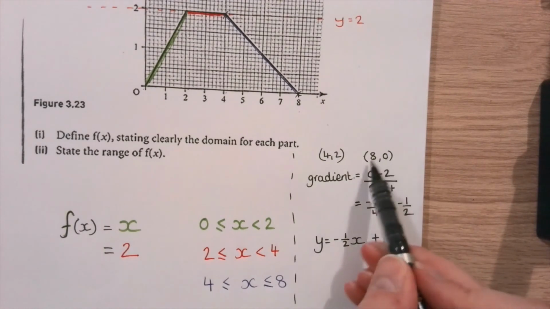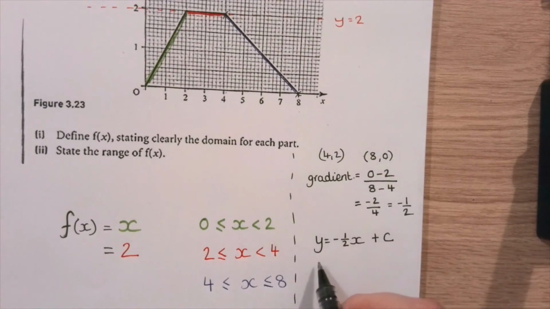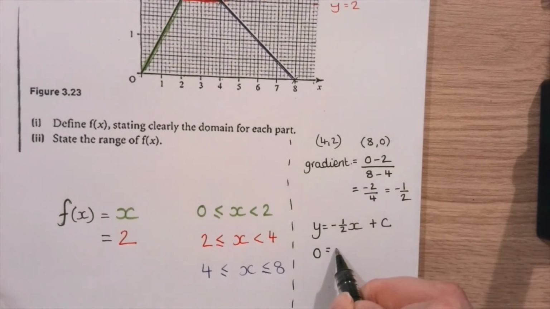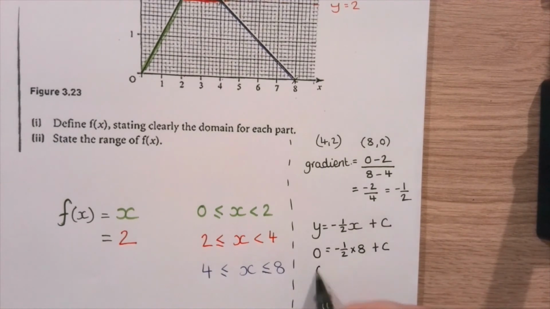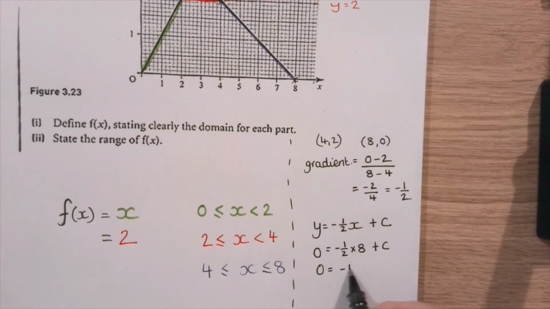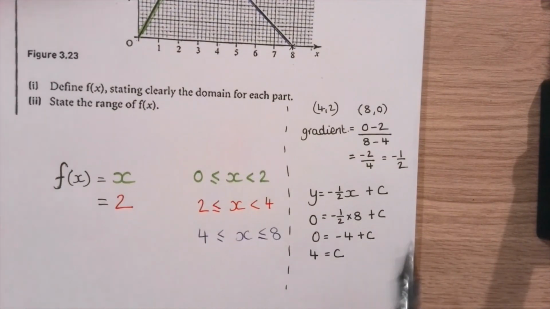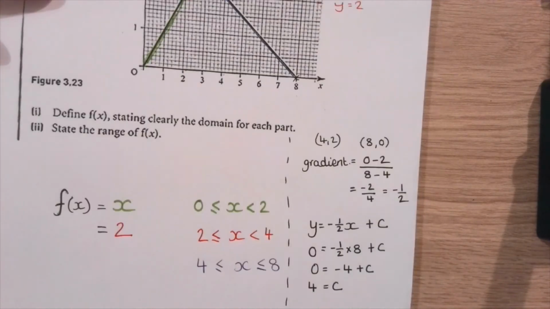I'm going to go for 8, 0. So y in this case is 0. The x value is 8. So 0 equals negative a half times 8 plus c. 0 equals negative 4 plus c. Add 4 to both sides, you get 4 equals c. So the equation of this line here is y equals negative a half x plus 4.